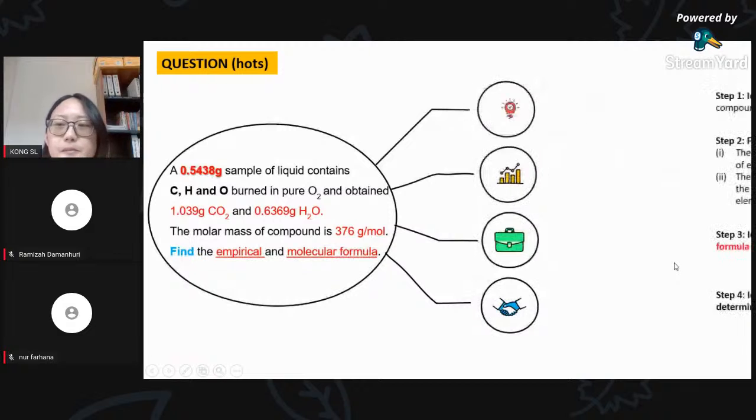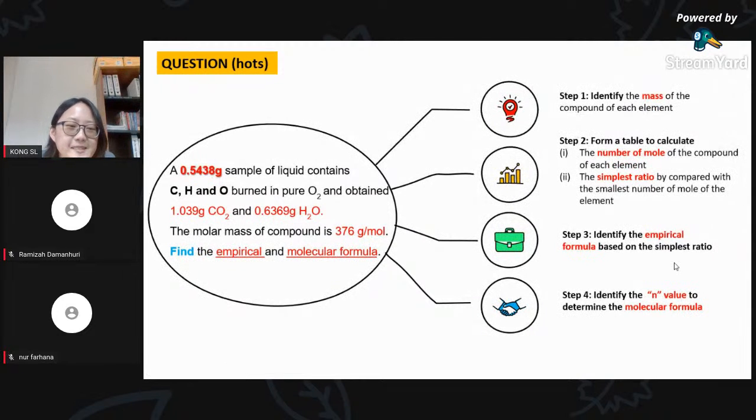Okay, next question. So this question is a bit difficult, but you have learned before, so should be no problem for you all. The mass of a sample is given, and there are 3 elements, carbon, hydrogen, oxygen. Burn in pure oxygen and obtain this mass of carbon dioxide and this mass of water. Given the molar mass is 376. Find the empirical formula.